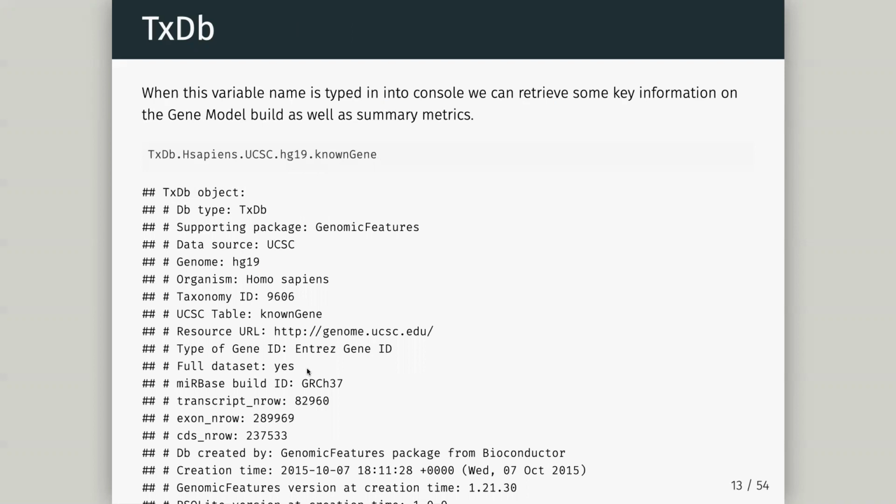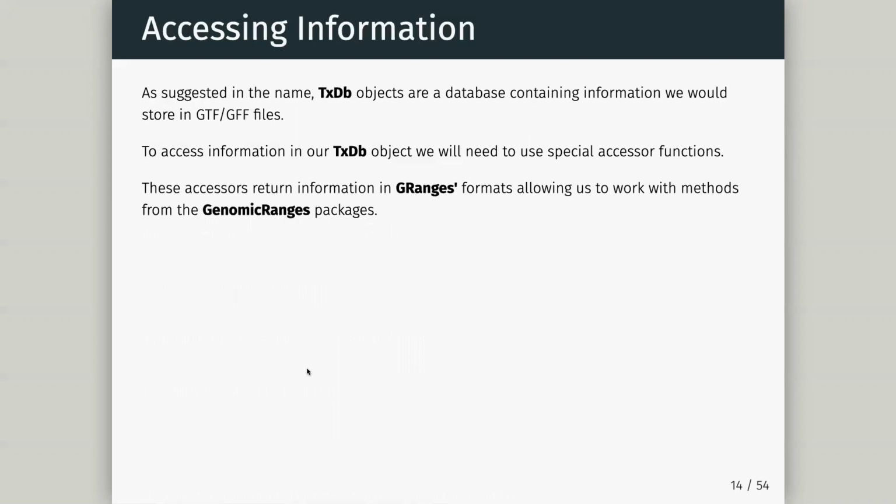So just as they suggest, these TxDb objects are databases. They are a database object. So they're not just a data frame. We can't just extract information from that. In order to access these TxDbs, we're going to use special accessors. Luckily, these accessors are going to return data in formats we should already understand, GRanges and GRangesLists. So we have to learn some new accessors, but once we get the information, we can just use our standard GRanges on it.